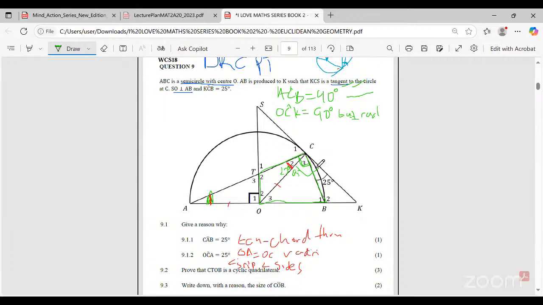And then, so this is my hint to you. The opposite angles of a cyclic quadrilateral are supplementary. Yes, that's my hint to you now. Opposite angles of a cyclic quadrilateral are supplementary.